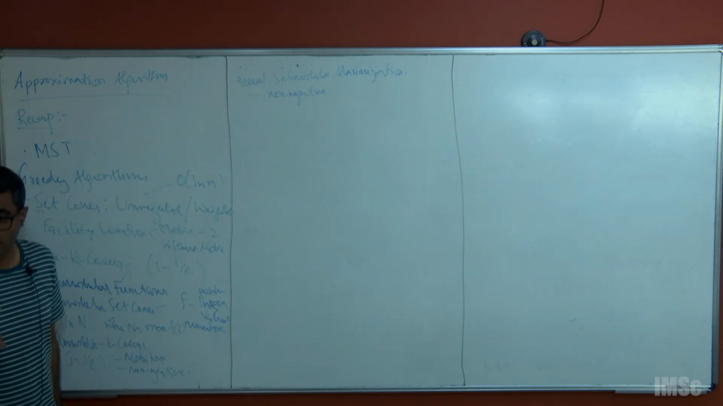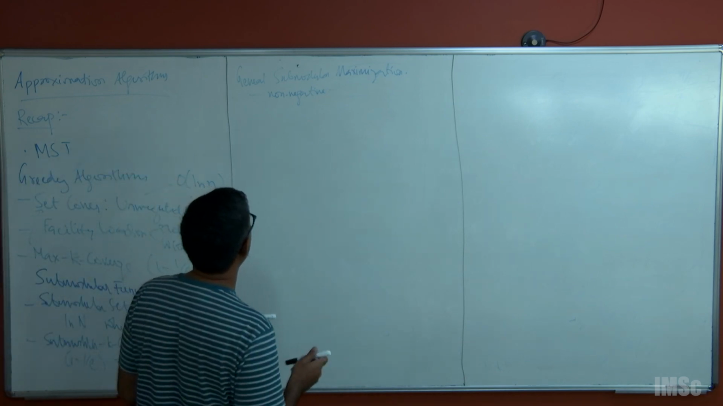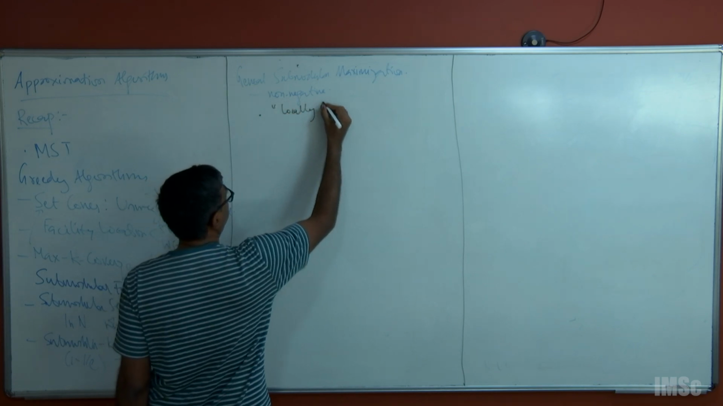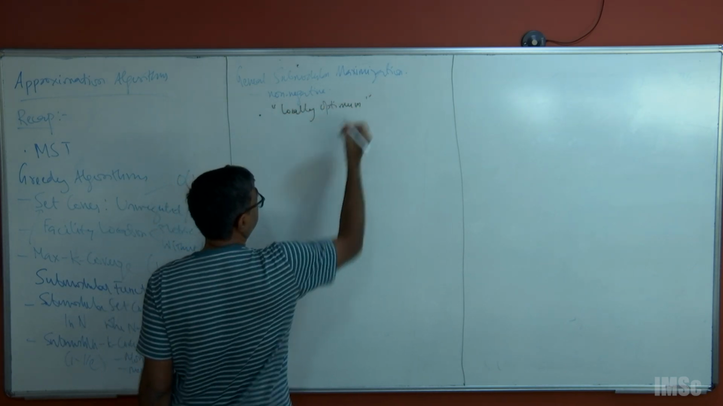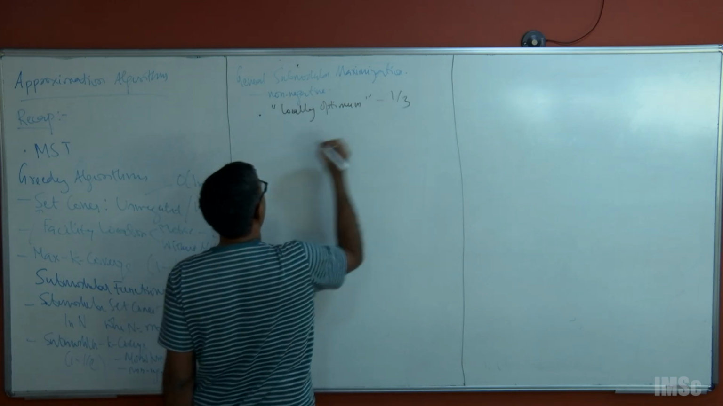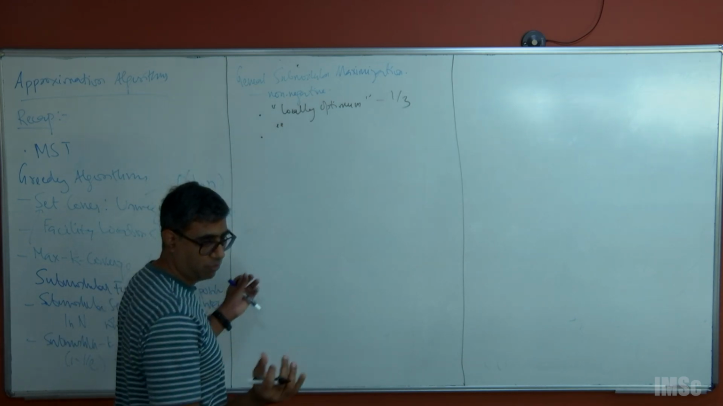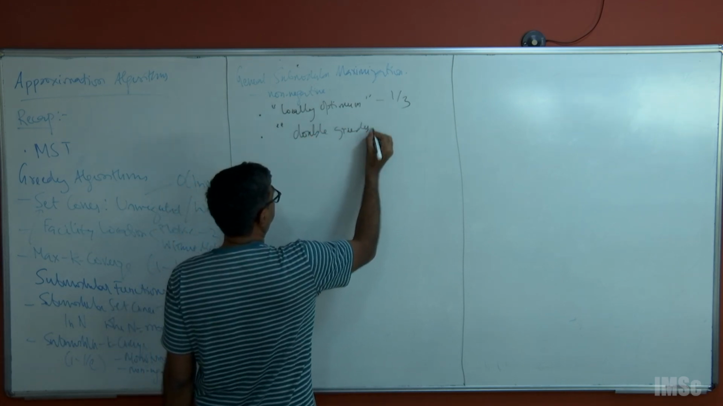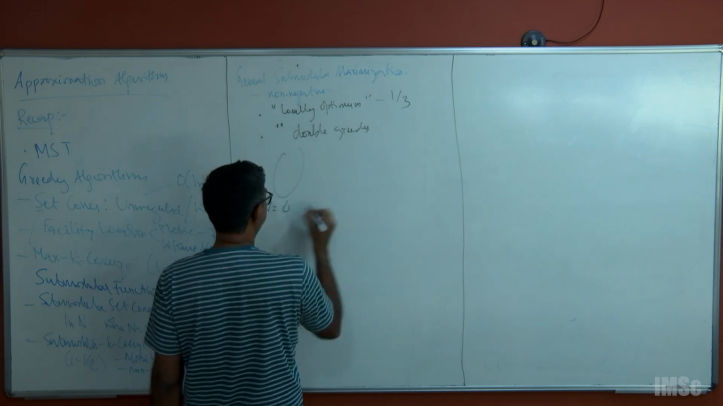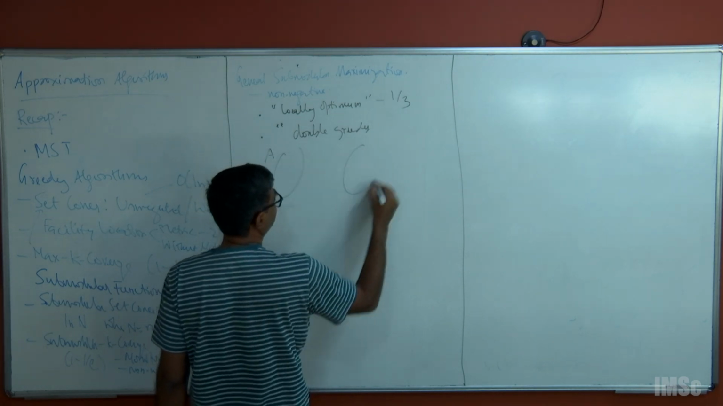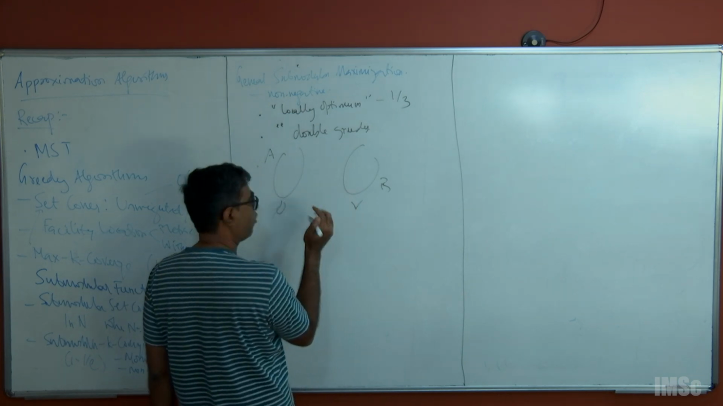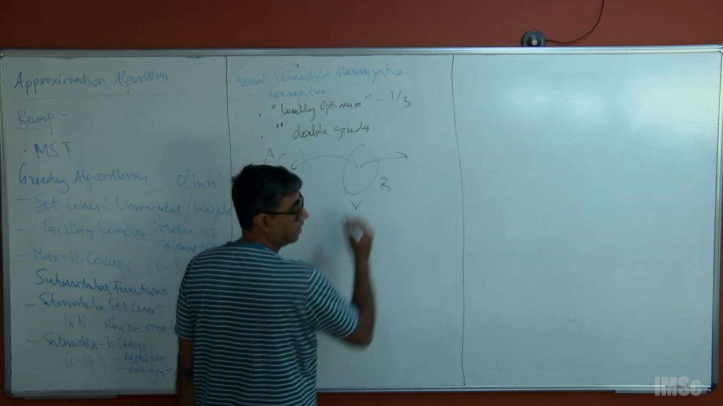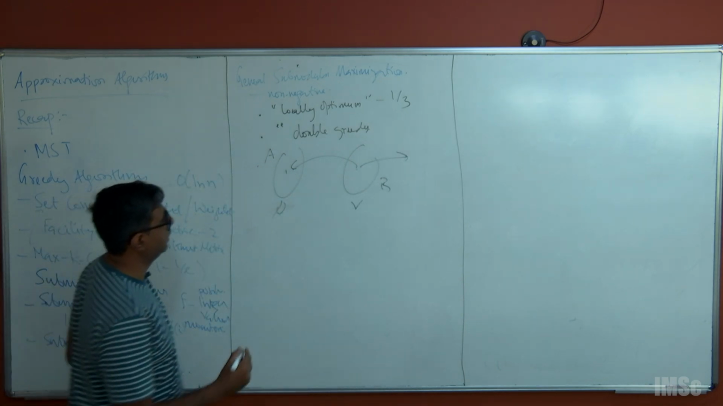And here we gave several approximation algorithms. First we gave an algorithm using the idea of a locally optimum solution, and this was a 1/3 approximation. And then we gave an algorithm using what we call double greedy, where we had one set A and another set B, and at any point of time either we added an element here or we deleted an element from there.